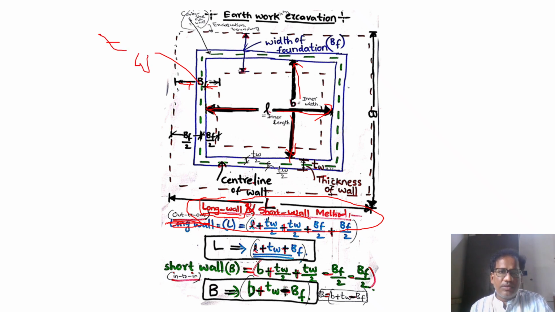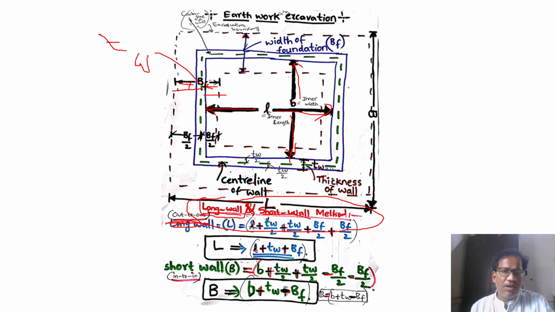Now what we are going to discuss is that while we are doing excavation for the construction of the foundation, we need to excavate below the ground. Here you see the extent of excavation starts from the center line of the wall. We have the width of excavation BF by 2 from the center line of the wall. So this is BF by 2, this is BF by 2.